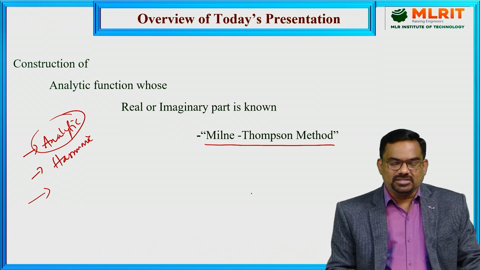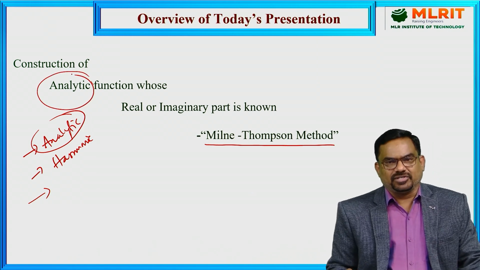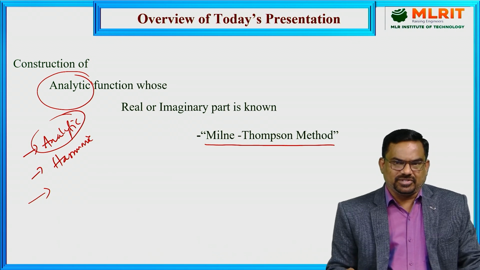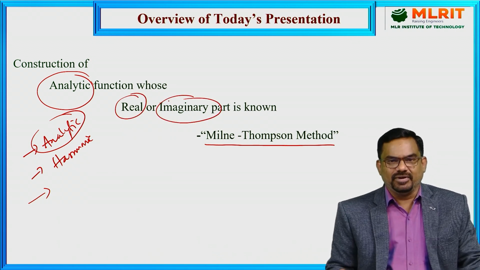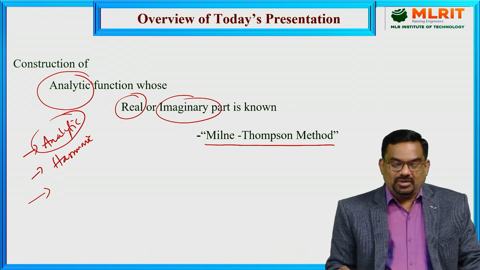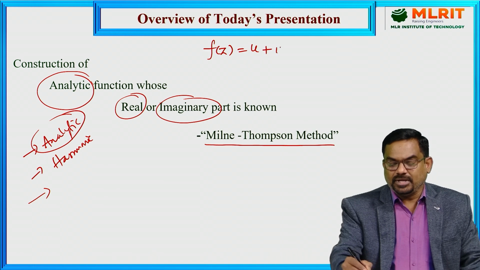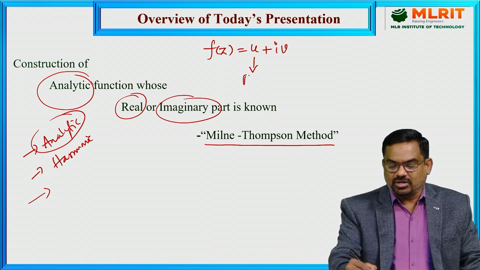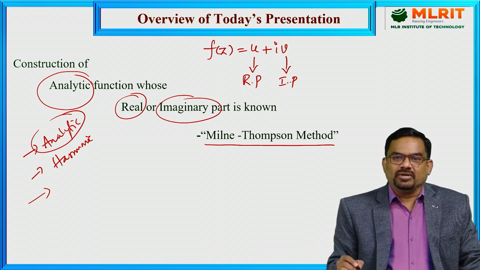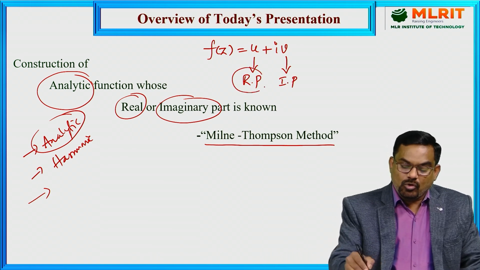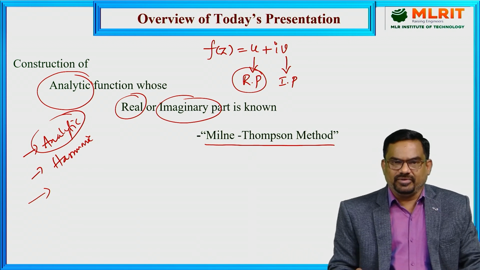This method is used to construct an analytic function, or to find an analytic function, if either the real or imaginary part is known to us. In general, the function f of z will be in the form u plus iv, where u is called the real part and v is called the imaginary part. For example, we have only the real part of this analytic function. We don't have the imaginary part v.